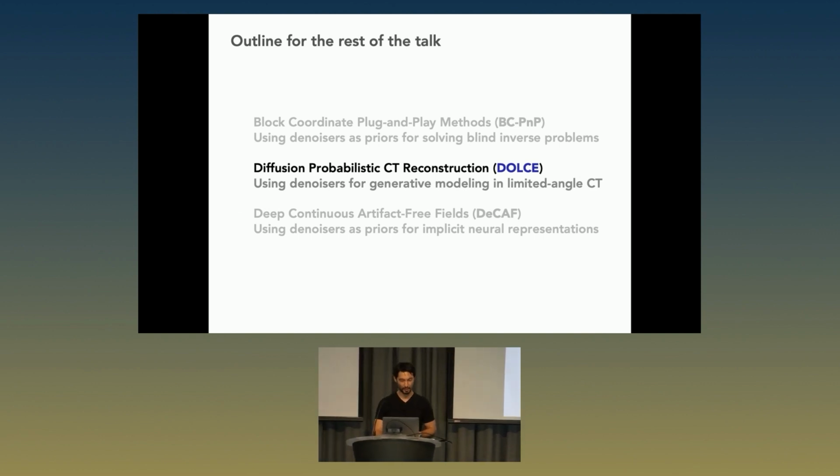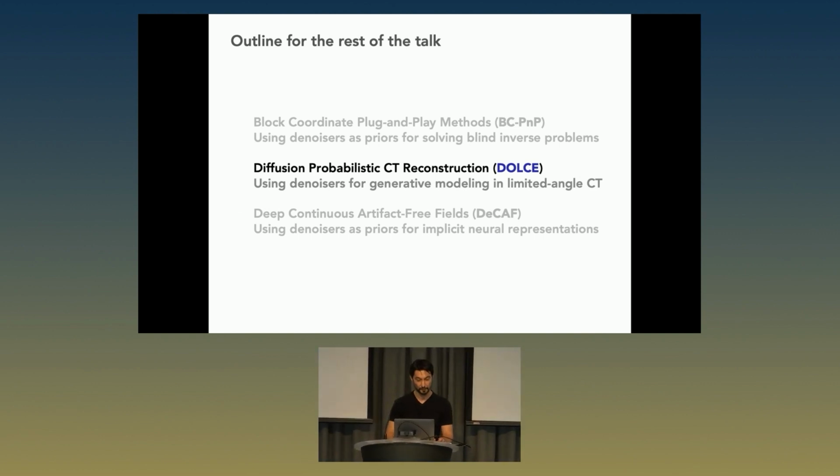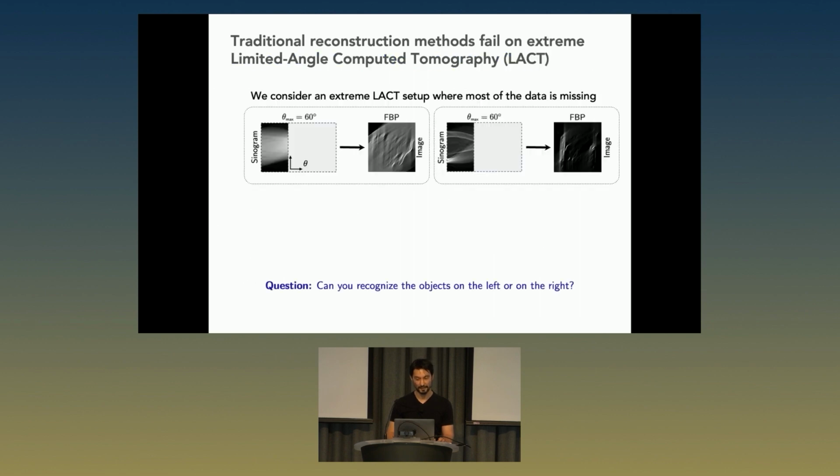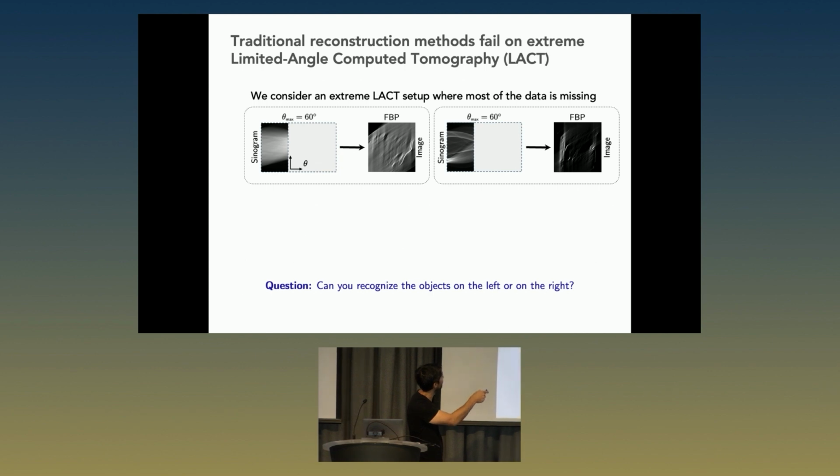So the next thing I want to talk about is a version of diffusion models for CT reconstruction, and in particular, addressing the issue of plug-and-play priors in a traditional form where you have very limited data. So in particular, I'm very interested in a setting where we're missing a lot of data. So for example, we have only 60 degrees out of 180, so we're missing all this range. So we have this, right?